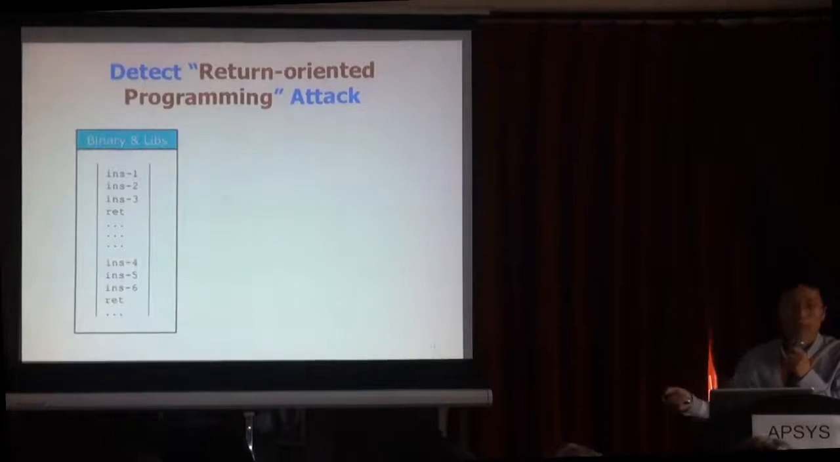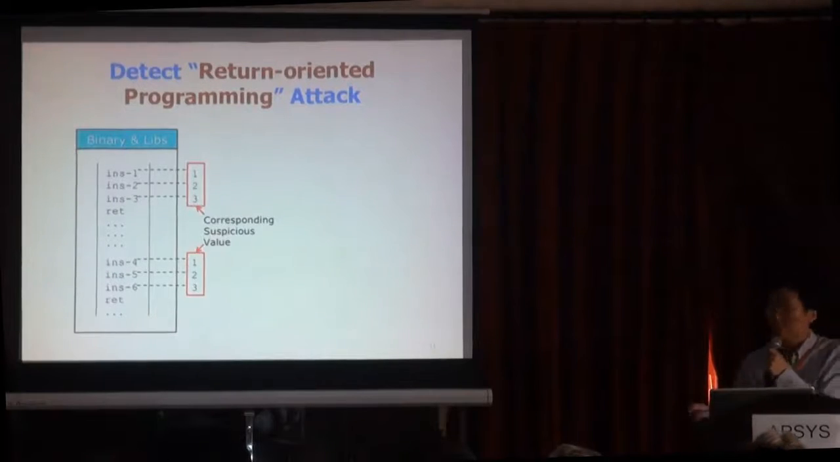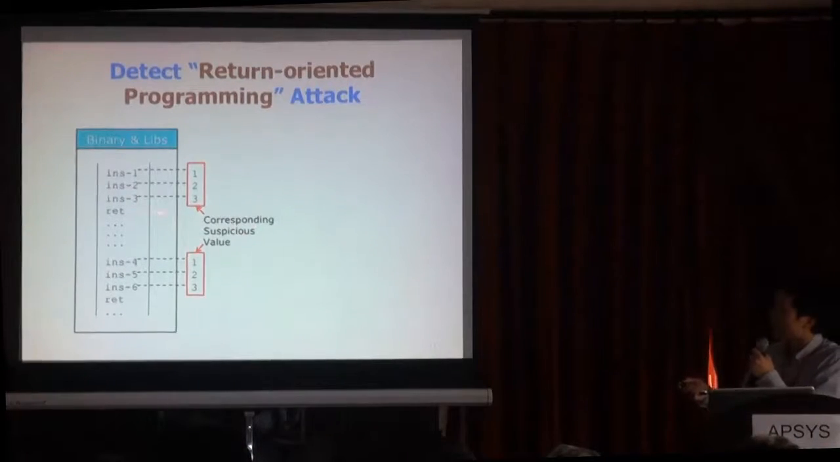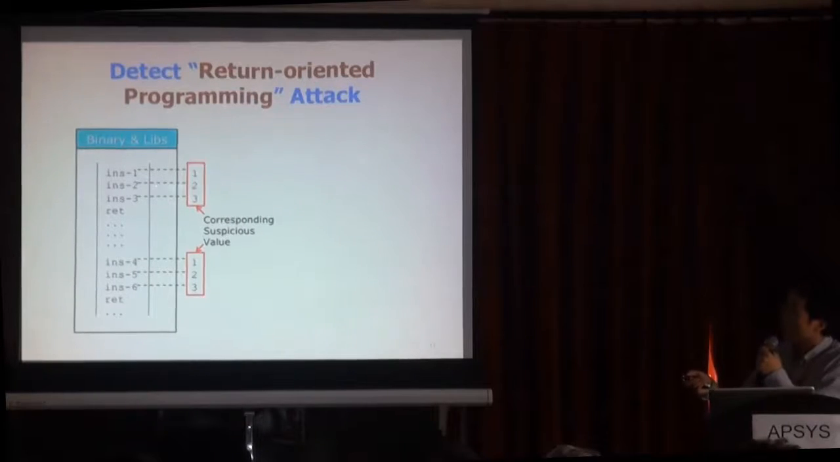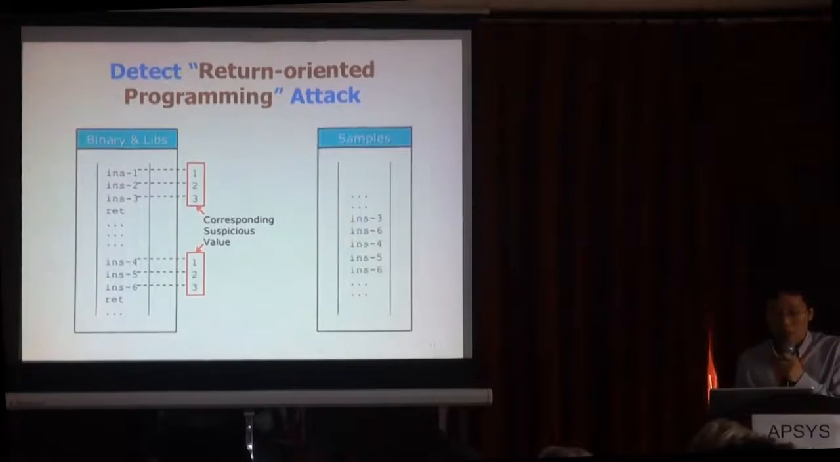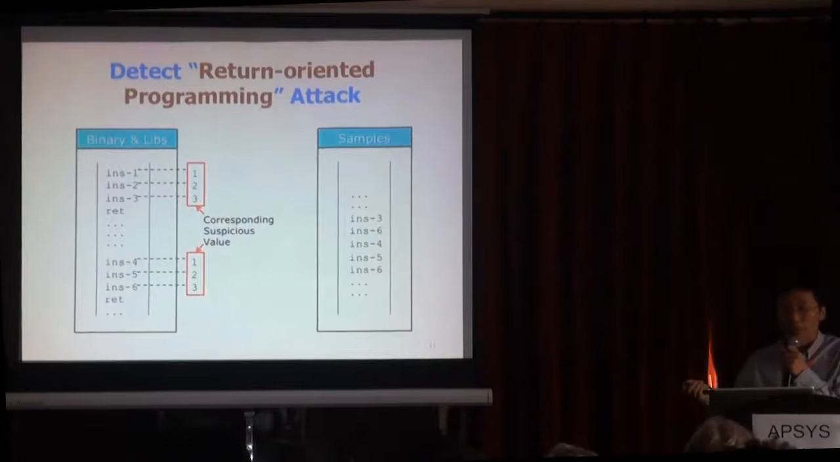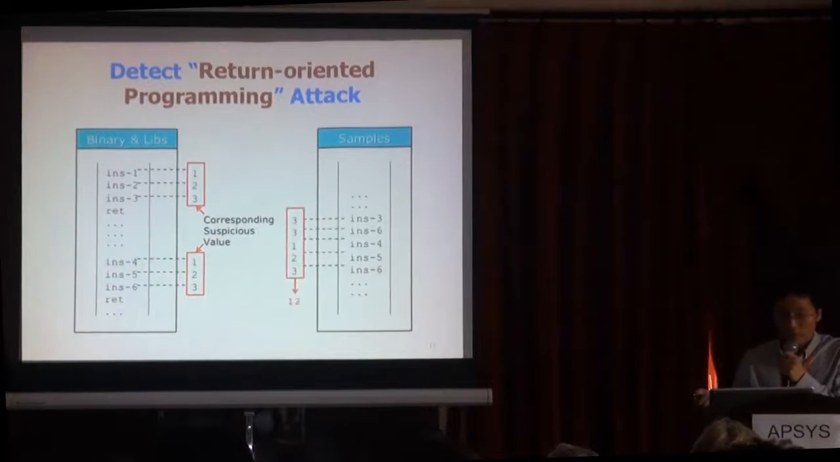The instructions 1 to 6 are actually from a shell code. To detect this, we try to assign a corresponding suspicious value to each instruction right before return instructions. If it is far away from the return instruction, the value is low, and if it's close, the value is high. Since we have the complete trace, we could count the accumulated suspicious values.